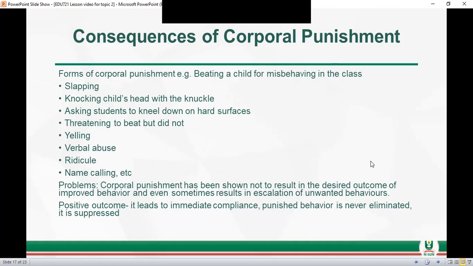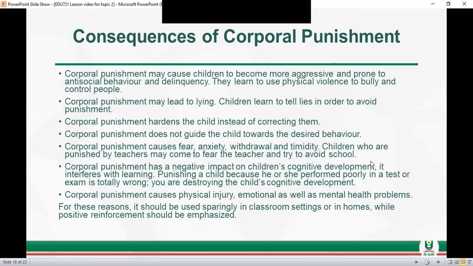Given all these scenarios, it is therefore important to be aware of some of the consequences in using corporal punishment on children. Several researches have shown that they are an ineffective method of discipline and have major harmful consequences on children and students. And these are some of the consequences. Corporal punishment will cause children to become more aggressive and prone to antisocial behavior and delinquency. They learn to use physical violence to bully and control people.